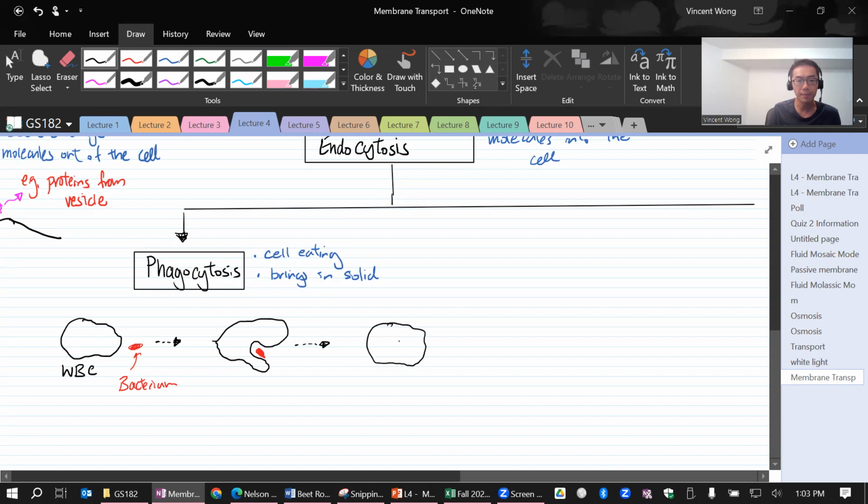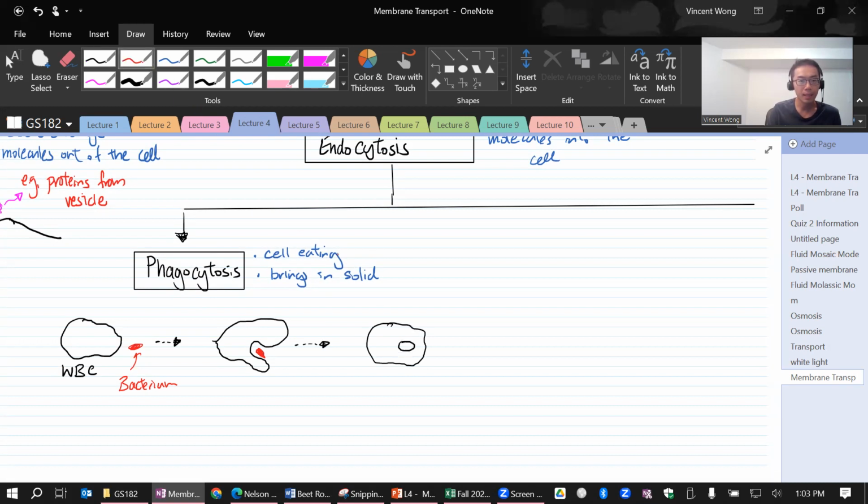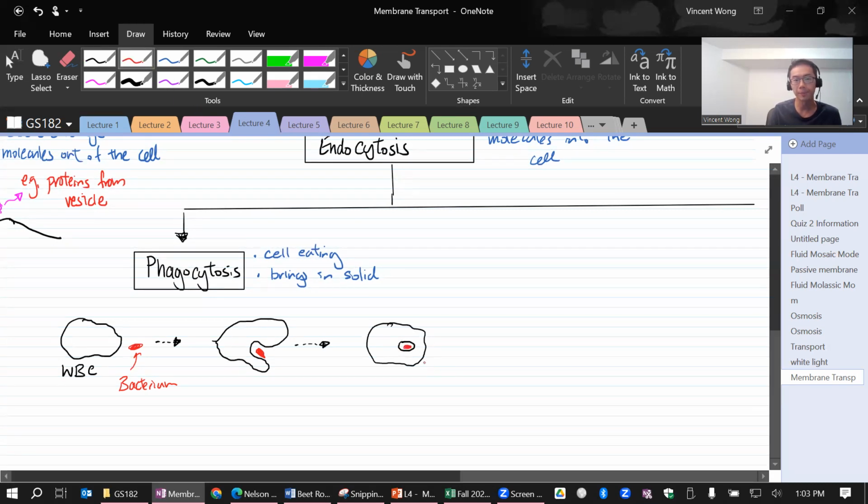And eat it up. That bacterium is not going anywhere. That's called phagocytosis.